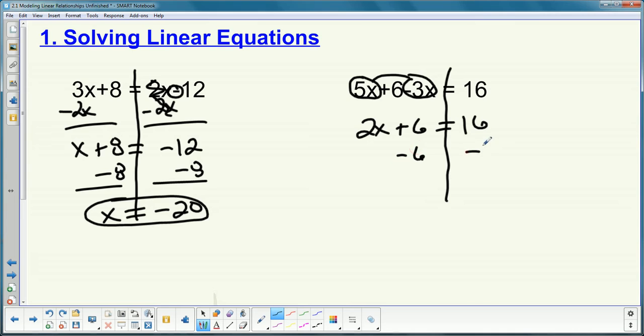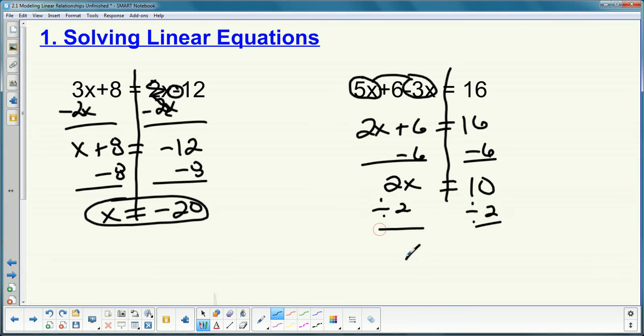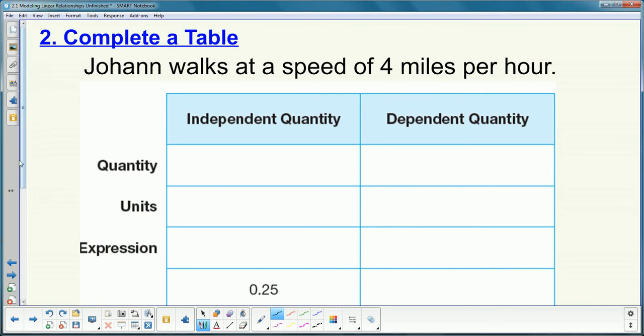End up subtracting 6 from both sides next, and we get that 2x is equal to 10. Last step is to divide by 2, and so we see that x is equal to 5. Okay, so that would be our solving equations. That's our first topic. Our next topic is how to complete a table.